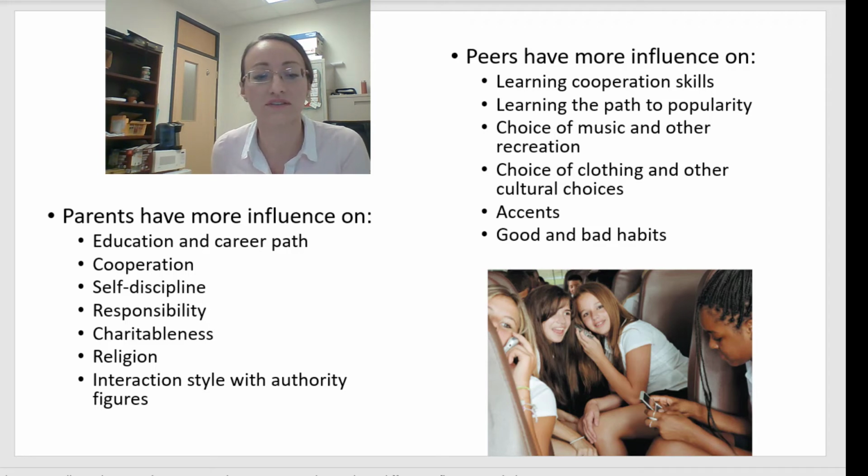Peers have more influence on what's cool, how to act in social situations, what kind of music to listen to, and what clothes to wear. They also influence our habits. You might do what your friends do. And if your parents are immigrants to Canada, even if they're the ones that taught you English, you probably don't sound like them. Probably sound like the kids you went to school with.